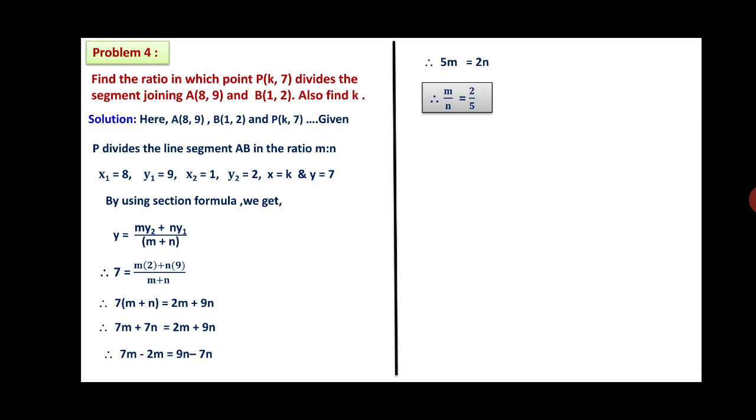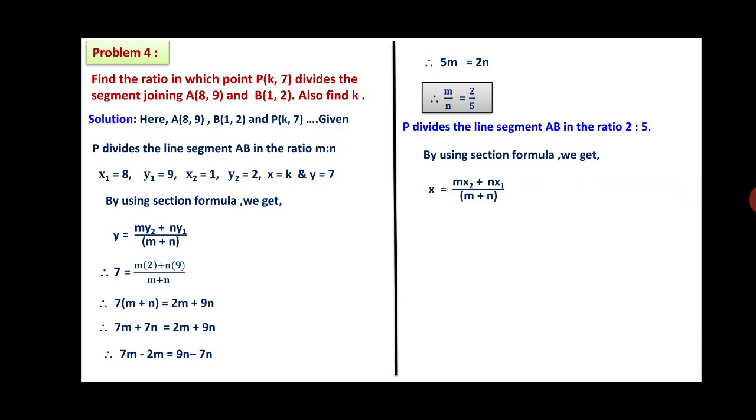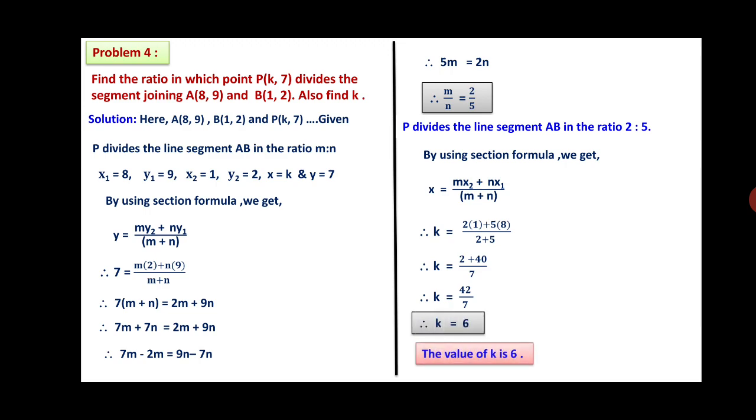Now we'll calculate the value of k. Again, P divides the line segment AB in the ratio 2:5, which we have just calculated. Therefore, by using the section formula, we get x is equal to (mx2 + nx1)/(m + n). Now substitute the values. k is equal to (2 into 1 + 5 into 8)/(2 + 5). Therefore, k will be equal to (2 + 40)/7, 2 ones are 2 and 5 eights are 40. Therefore, k is equal to 42/7. After simplification, you are getting k is equal to 6. So, the value of k is 6.